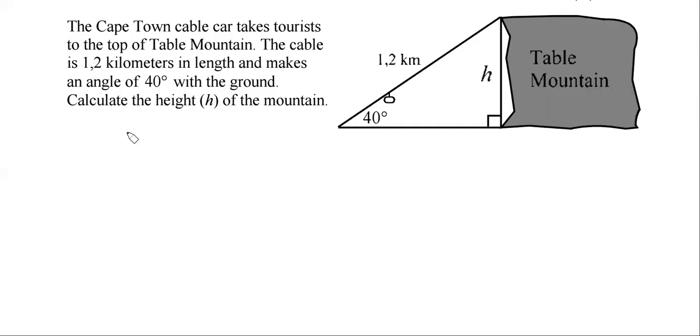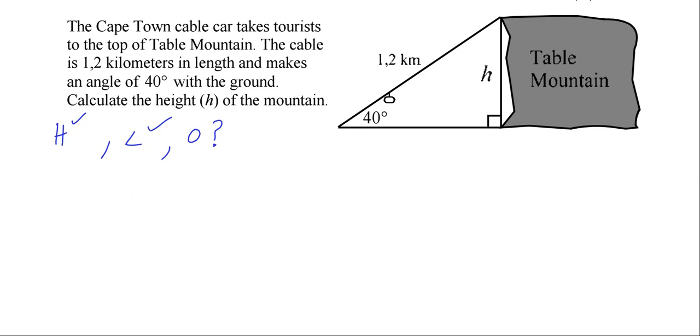Now let's go to the next question. The Cape Town cable car takes tourists to the top of the Table Mountain. The cable is 1,2 kilometers in length and makes an angle of 40 degrees with the ground. Calculate the height of the Table Mountain. Here the hypotenuse is given to us, the angle is also given to us, and what is being asked is the opposite side to the angle.